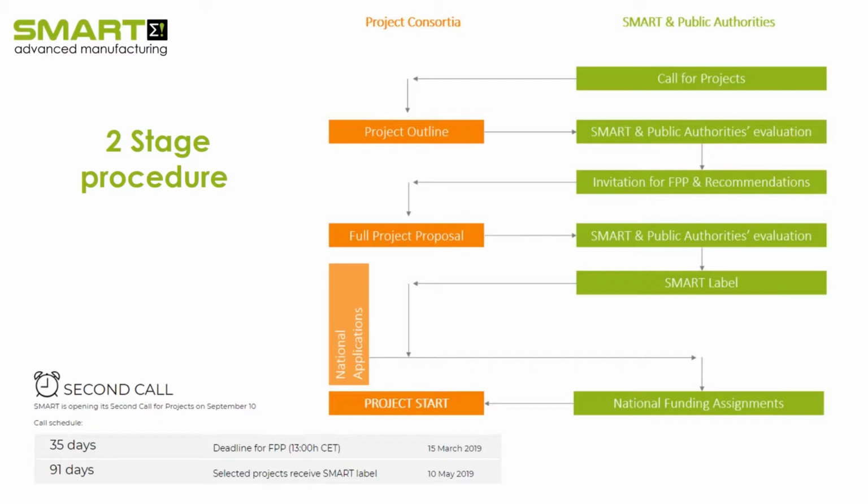Once the project receives the SMART label, each partner goes to the national agency and applies for the national programs to get the funding, and once the national funding is ensured and assigned, then the project can start. This is the procedure in the SMART cluster calls.